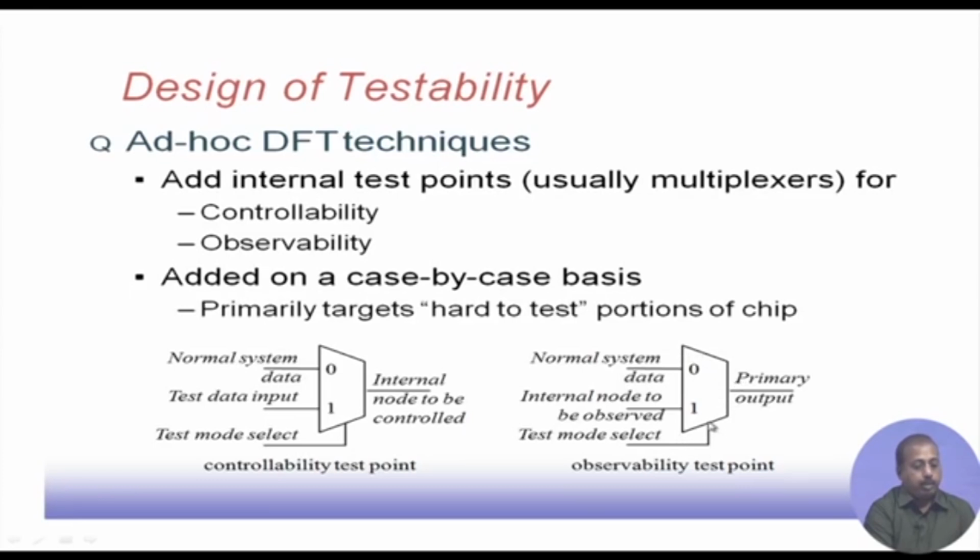If this point is selected, then for normal operation of the system, the normal system data will go to the primary output, whereas when we are trying to observe the value of some internal point, we put it like this.